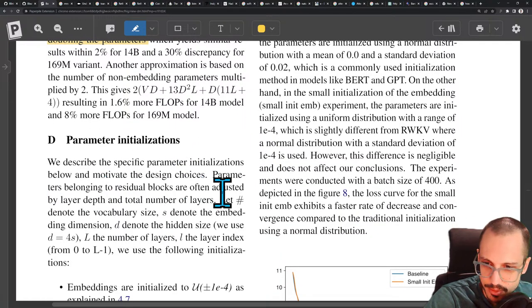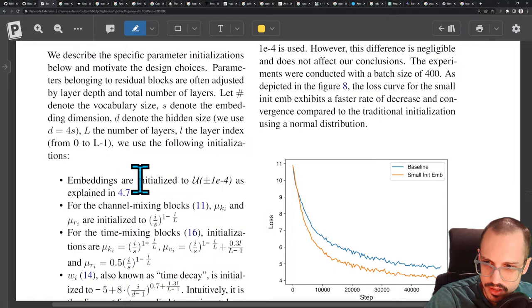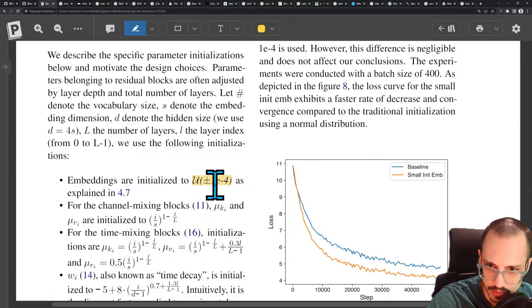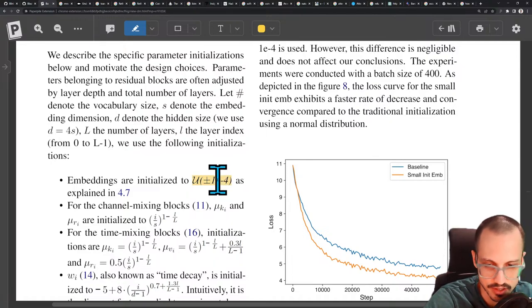Describe the specific parameter initializations. Embeddings are initialized to a uniform distribution with 1e to the negative 4 as the total variance, I guess. So very close to 0. The embeddings are all basically numbers very close to 0.